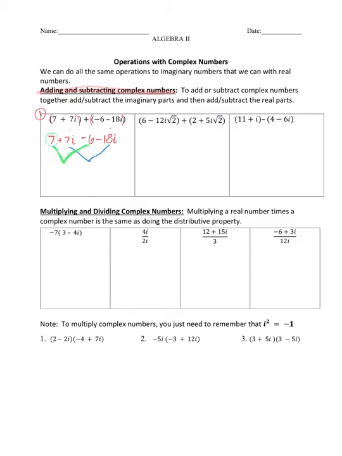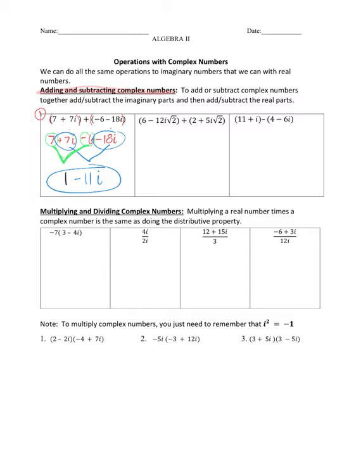So we are combining 7 minus 6, which gives me 1. And we are combining positive 7i minus 18i, which gives me a negative 11i. And this becomes my answer, okay? So it's something that's very simple. You're really just combining like terms, okay?